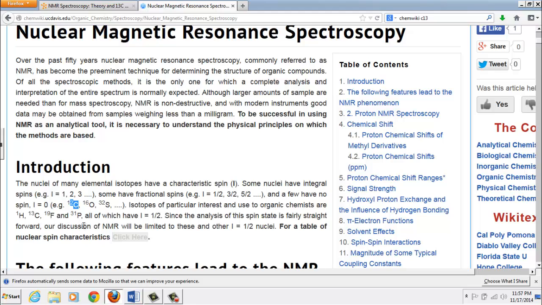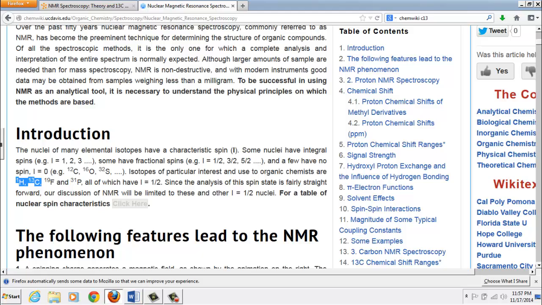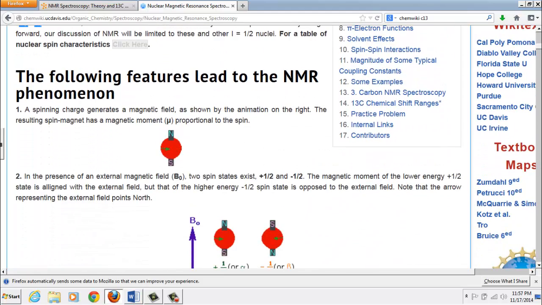And then there's also fluorine and phosphorus, which can be of use in some systems. But anyways, it's got carbon and hydrogen. We can use that. And we'll talk more about the fact that the less abundant isotope of carbon is used in carbon NMR. We'll discuss that in class. But here's the main idea.